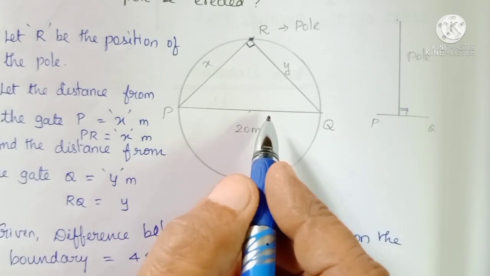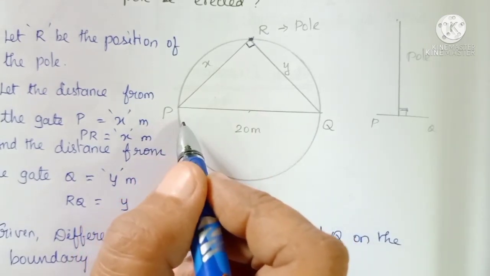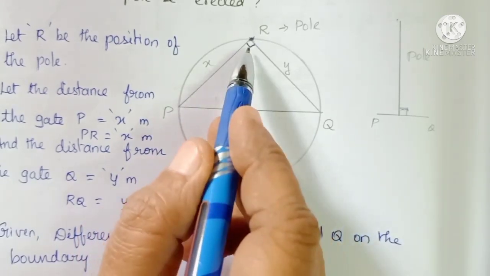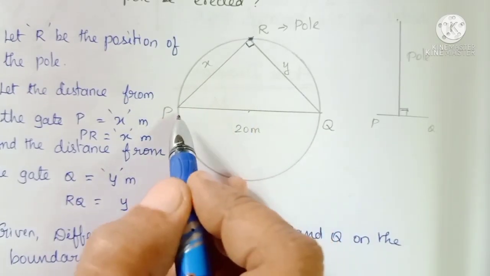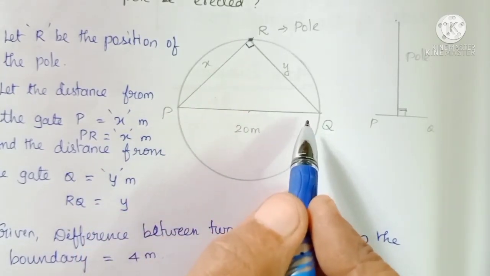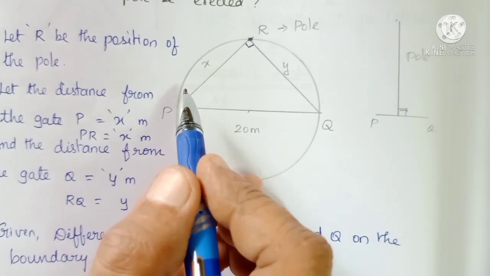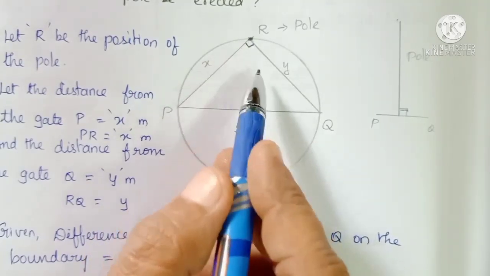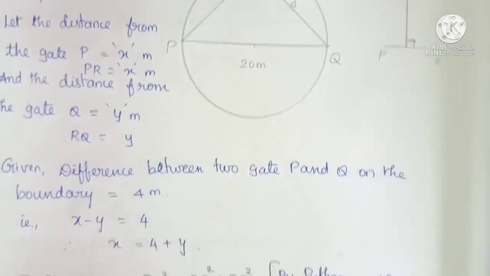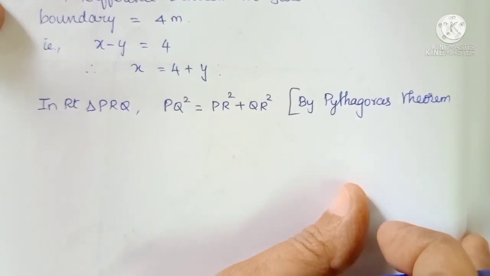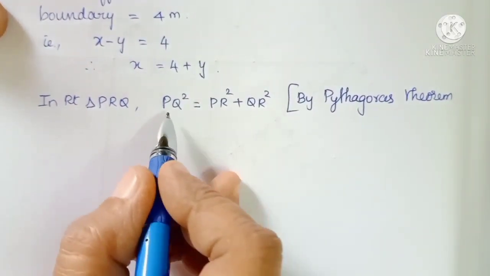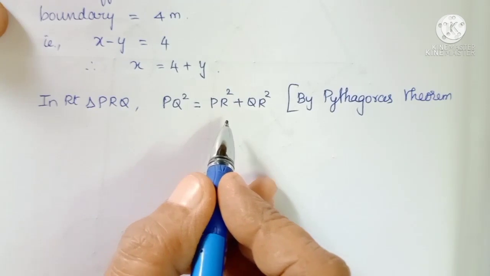So we know Pythagoras rule is square of the hypotenuse. Which side is the hypotenuse? It is the side opposite to the right angle mark. Square of the hypotenuse, that is PQ squared, equal to the sum of squares of the other two sides, PR squared plus QR squared. So I am writing this here: in right triangle PRQ, PQ squared equal to PR squared plus QR squared.